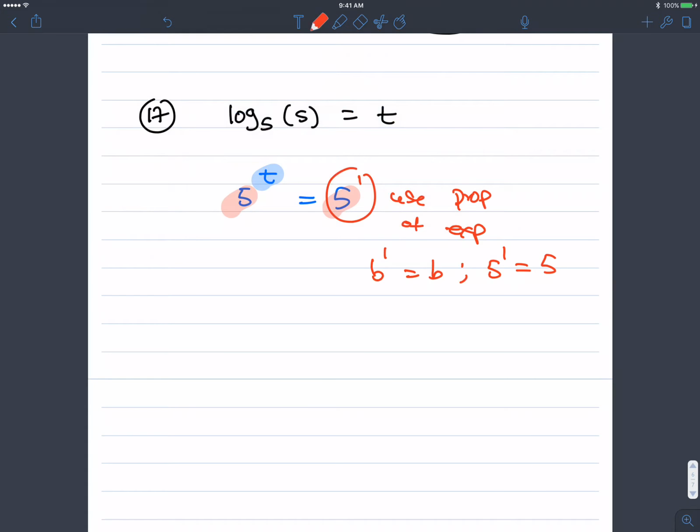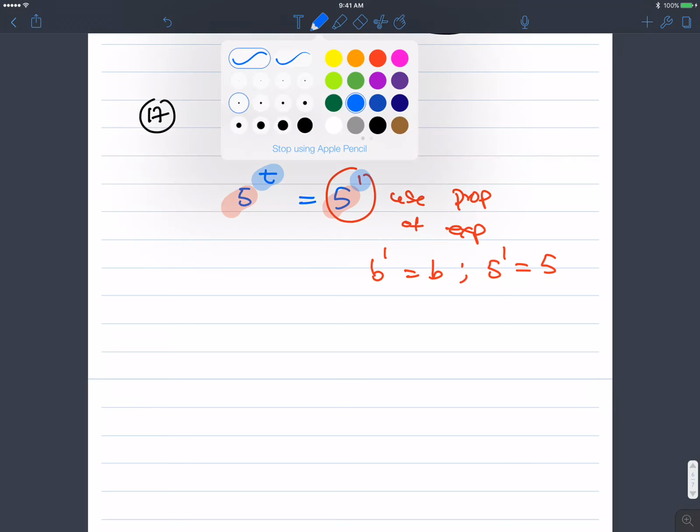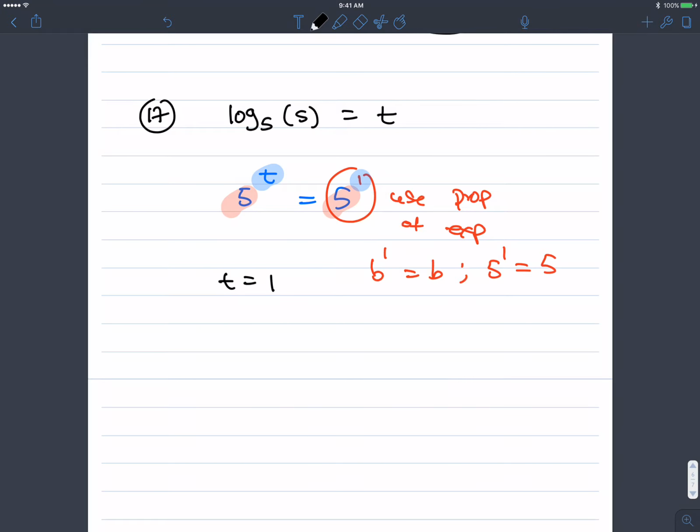Now what this means here for us is simply that t is the value 1. So I can say t is 1 because we have exponentials with the same base, 5. Right? These are the same right here, with different powers, t and 1. That means t has to be 1. So we've evaluated this log. The answer is 1. Number 19.